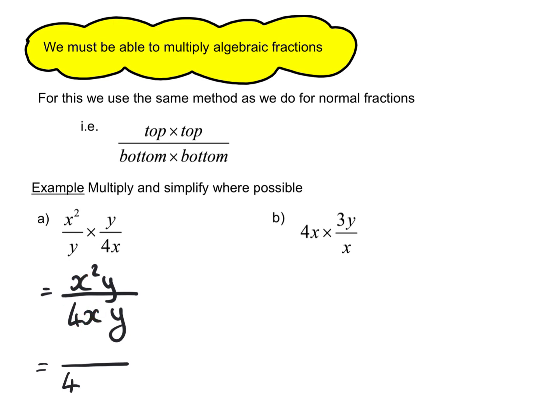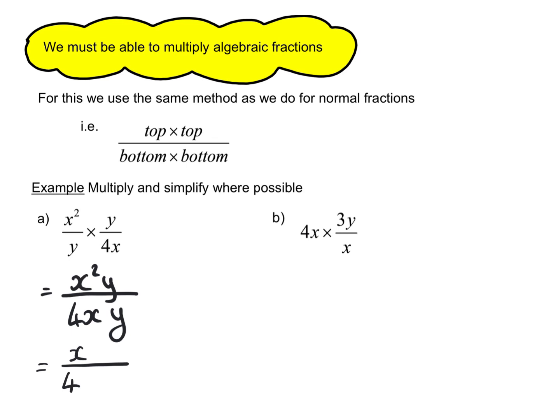That will leave me with just an x at the top, and because I've now got something at the top here, I don't need to put this 1 in, and y over y, they will both cancel each other out, so the final answer here will just be x over 4.